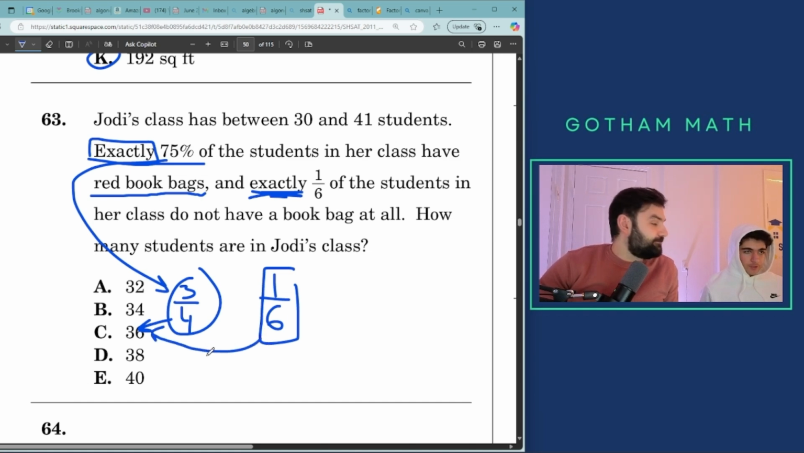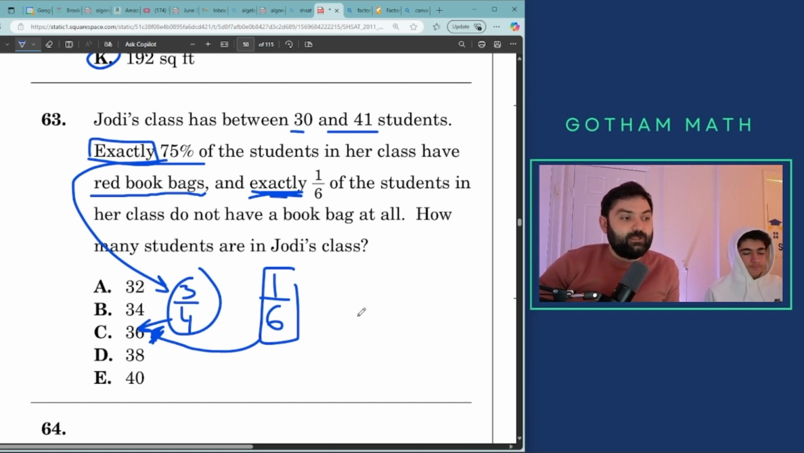So it doesn't have to do anything with 30 to 41 students? Well, it's in between, right? So yes, we use it, but how? By knowing that it's in between that. So that's how it is. This question is not about finding how many. This question is about thinking what number I can take 75% of and get a whole answer. And at the same time, that number has to also be divisible by 6 to get 1/6 out of it.